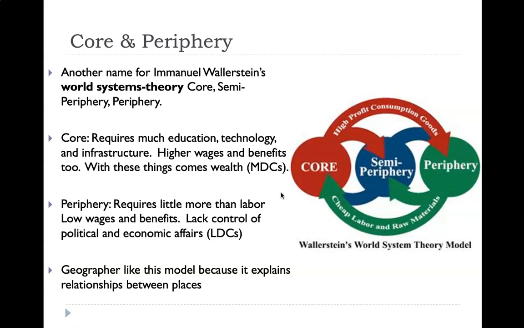This explains things in terms of connections. Essentially it says that the core is rich because it takes advantage of the periphery, that it uses the cheap labor and raw materials of the periphery to create wealth. And then the periphery is poor because the core is rich, and the core is rich because the periphery is poor. The semi-periphery sometimes gets used, and sometimes it uses.